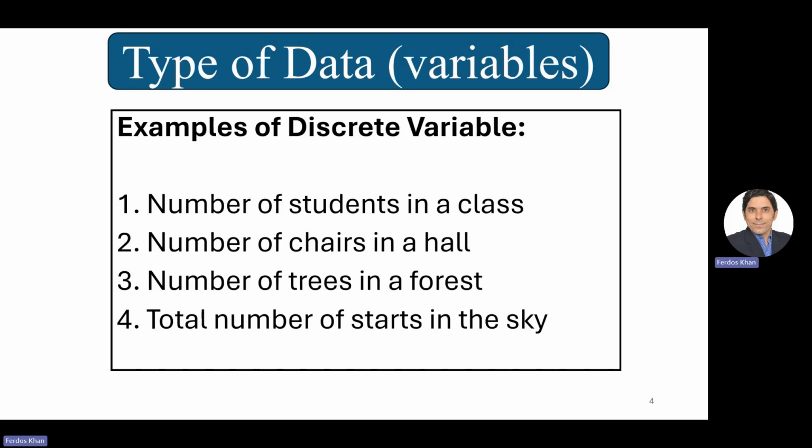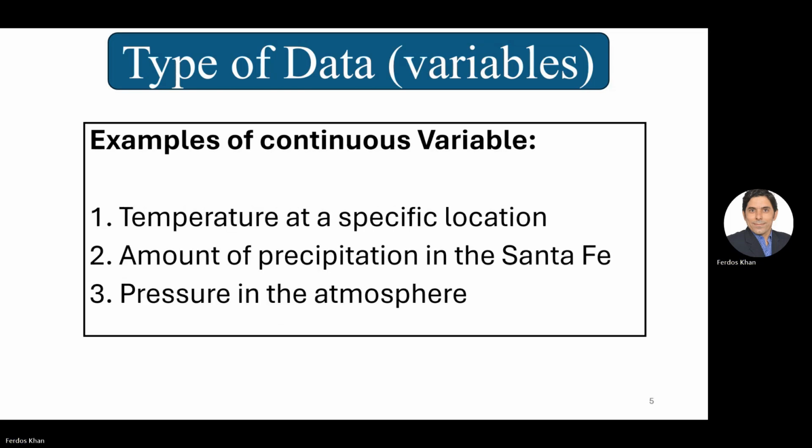An example of a discrete variable is the number of students in a class. We already defined this variable. So now the examples are the number of students in a class, the number of chairs in a hall, the number of trees in a forest, and the total number of stars in the sky. For each of them, you cannot say I have 3.5 stars in the sky, or I have 3.5 students in a class. So this is the interpretation of discrete variables.